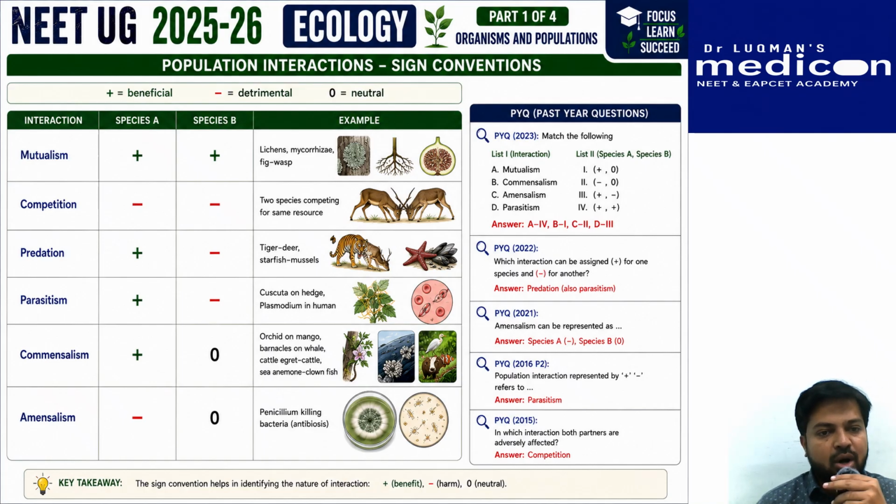Parasitism: Cuscuta on a host plant and Plasmodium in humans are examples of parasites. Commensalism: orchid on mango, barnacles on whale, cattle egret, and sea anemone and clownfish. These are the examples of commensalism. And amensalism means Penicillium killing bacteria, that is antibiosis. These are the examples, and these are the previous year questions. You have to stop the video and study.